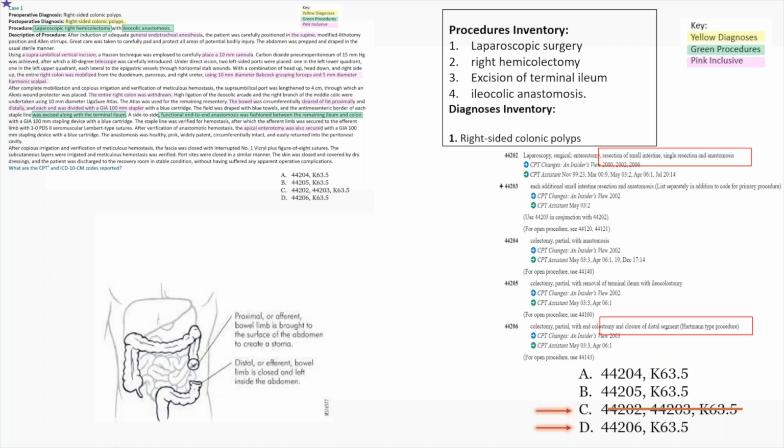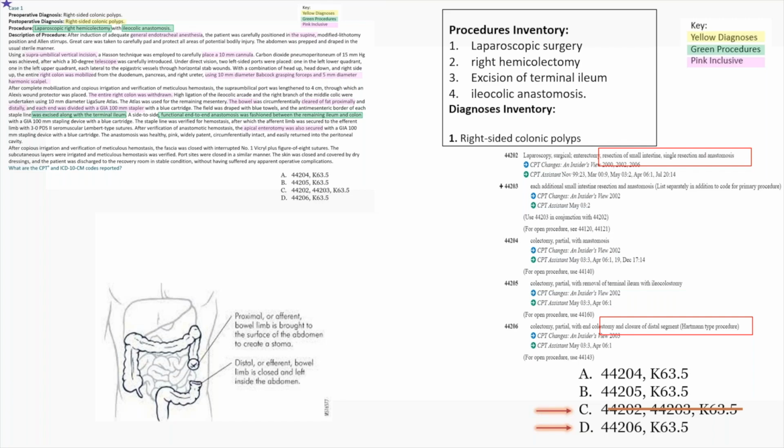Because now you can see an image on the left side of the screen, which is showing what happened in option D. There is a partial colectomy. Yes, that part is correct. And then you can see closure of the distal segment. So the distal part after the colectomy is closed, and the proximal end is brought to the surface of the abdomen, and it is used to create a stoma. So this is what is happening in option D, which is also known as a Hartmann type procedure.